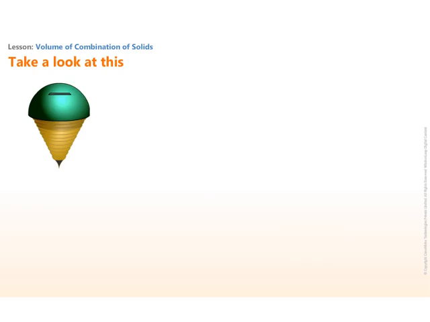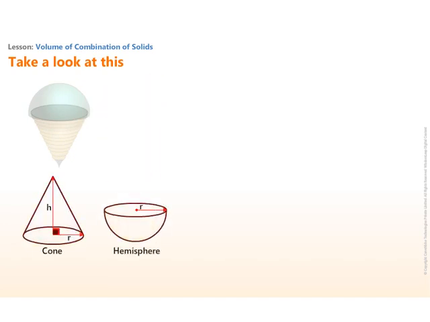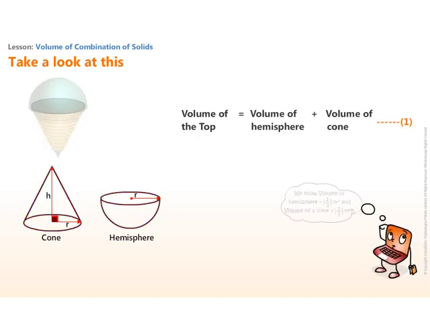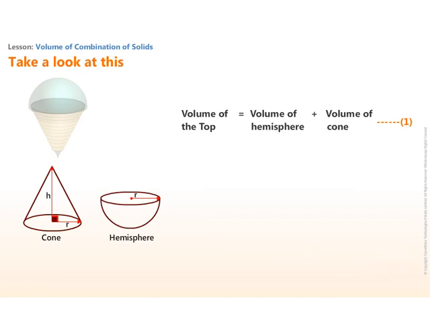We can see that YB's top is made up of two solid shapes, that is, a cone and a hemisphere. So, the total volume of the top is equal to the sum of the volumes of hemisphere and the cone. Let us consider this as equation 1. We know volume of hemisphere is 2 by 3 pi r cubed and volume of a cone is 1 by 3 pi r square h. So, substituting the known formulae in equation 1, we get volume of the top is equal to 2 by 3 pi r cubed plus 1 by 3 pi r square h.